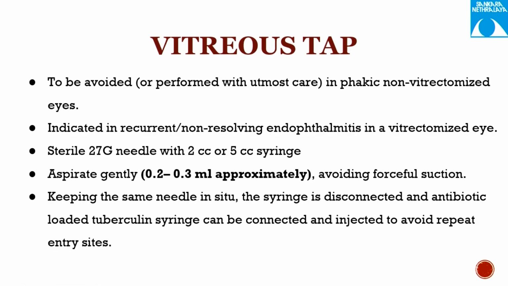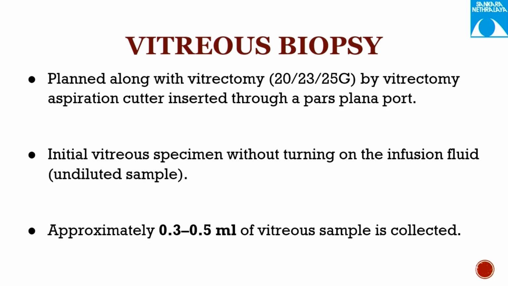So this was discussed in the previous class also, that vitreous tap is to be avoided, especially in a phakic non-vitrectomized eye. It is indicated usually in a vitrectomized eye in case of non-resolving infection, and preferably with a 27 gauge needle. 0.2 to 0.3 ml sample at least should be taken. Then vitreous biopsy, it was depicted through that video along with the vitrectomy. 0.3 to 0.5 ml of sample should be collected.